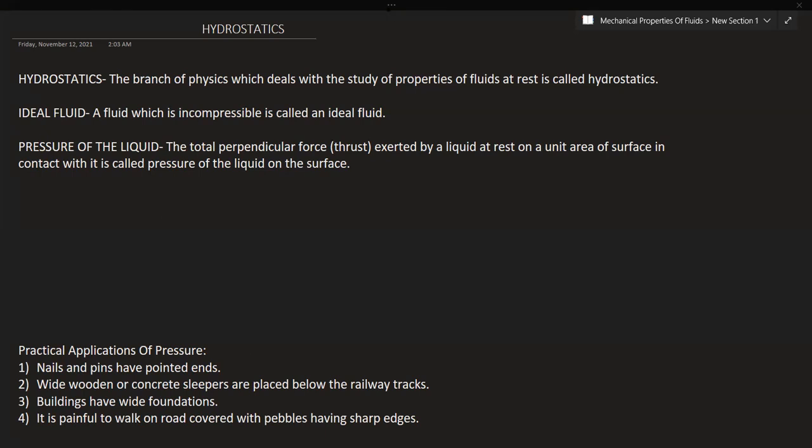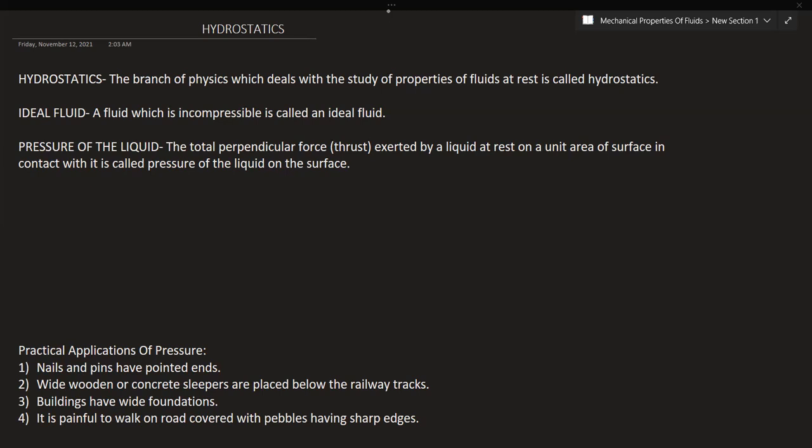See, now I told you in the beginning only, bulk properties of matter consist of 2 chapters. First one was mechanical properties of solids, which we have covered in the last class. Let's begin with mechanical properties of fluids now. Mechanical properties of fluids also consists of two parts. First one is hydrostatics and the other one is hydrodynamics.